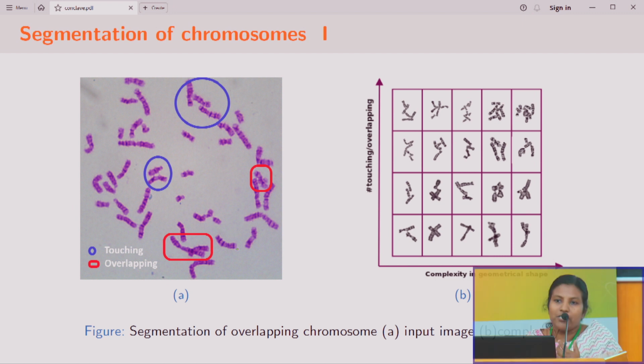But the problem is very complex, as illustrated in the second figure. The morphology of the overlapping and touching may be changing, and the number of chromosomes participating in overlapping or touching may also vary.